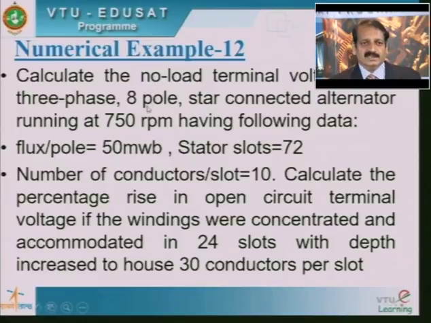So, here there are 8 poles, star connected alternator, 750 RPM, flux per pole is 50 milliweber, stator slot 72, conductors per slot is 10. Calculate the percentage rise in open circuit terminal voltage if the windings were concentrated and accommodated in 24 slot with the increased depth to house 30 conductors per slot.